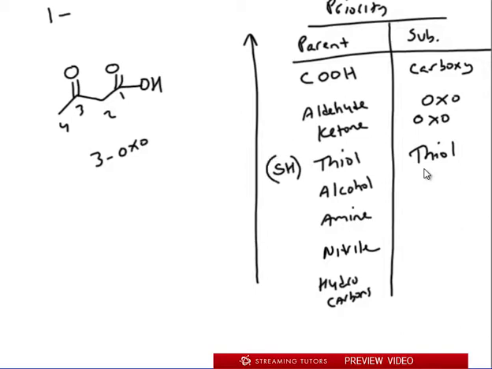SH is when you have a thiol. OH is an alcohol. We call them hydroxy groups or hydroxyl groups. Amines are amino groups, like amino acids, right?